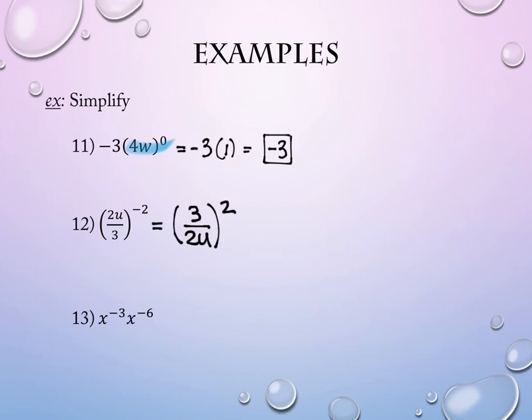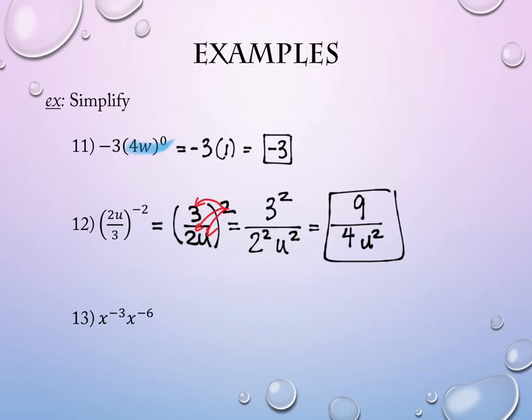A to the negative 1, whatever letters I used, makes it 1 over a. So it's the same thing here. Now we can distribute the power in to all 3 of the pieces. So, you don't have to write it as 3 squared, you can just do it. But I do have each piece individually squared, and I want to remember that. So 3 squared is 9, 2 squared is 4, and u squared is u squared. So this is 9 over 4u squared.